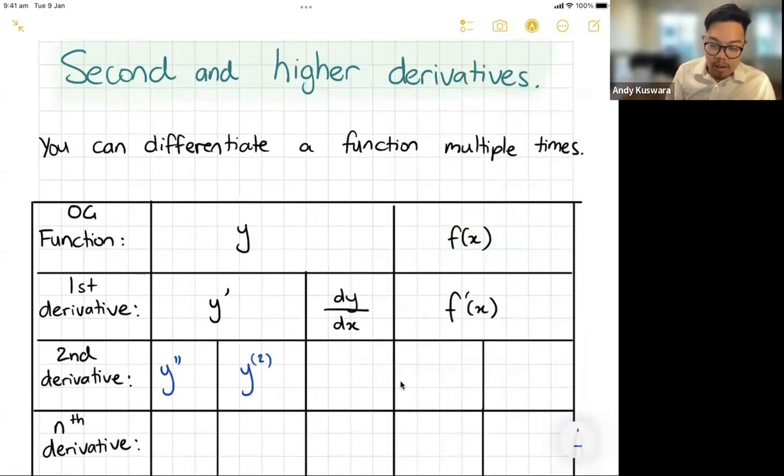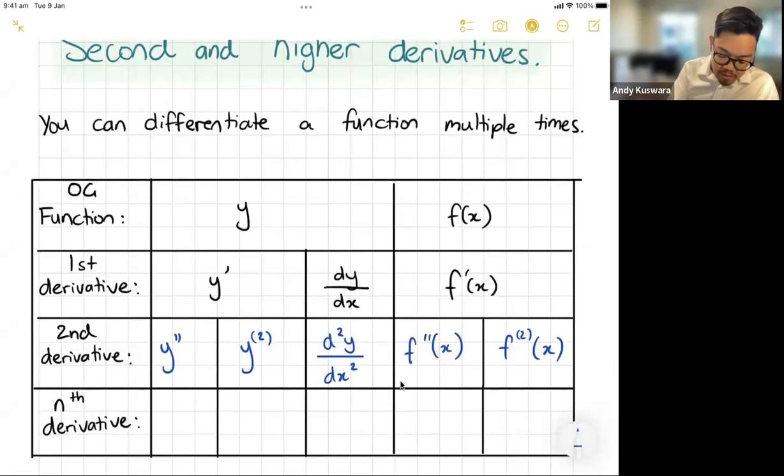Okay. Now, this is where it gets weird. If I let my first derivative be dy dx, your second derivative becomes d squared y dx squared. Okay. It's just a notation thing. And so same thing for f dash x. If I derive f dash x again, we just say f double dash x, or you can even do f of 2 x. Okay, just means you've derived twice.